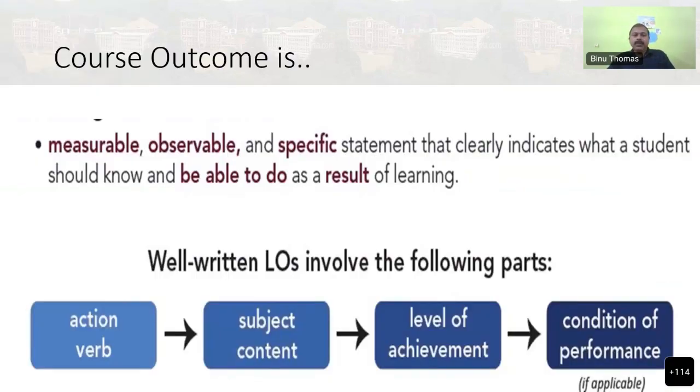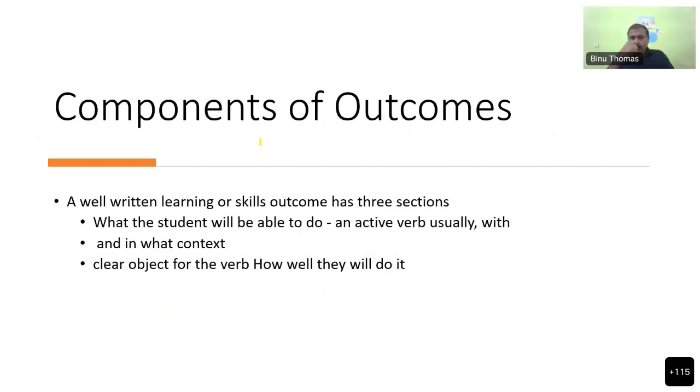Then, once we define our outcomes, each should have an action verb and a subject content. It should not be too generic. It should state the level of achievement, that is, the level of Bloom's taxonomy the outcome refers to, and if there are conditions to perform it, these also have to be mentioned. So this is how we draft the outcomes. A well-written learning or skill outcome has at least 3 sections: an action verb, what the student will be able to do, and in which context he will be performing this, and how well.